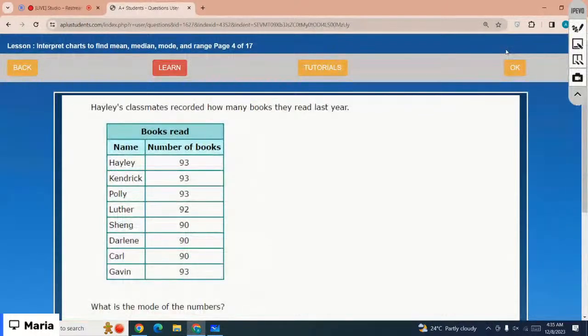Hannah's classmates recorded how many books they read last year. What is the mod of the numbers? You need to calculate the mod. What is the mod value for this data? What is mod? No one knows the answer. What is mod?